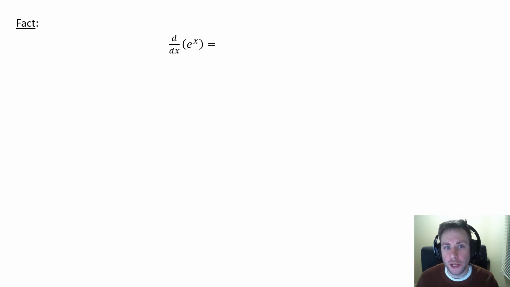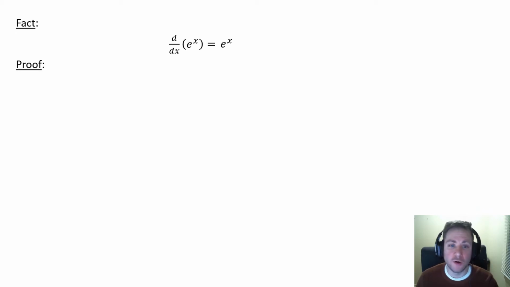One reason why the natural exponential function is so important is because it has a really nice derivative. Actually, it turns out that e to the x is the derivative of itself. You've probably seen this before in an earlier calculus course, but my guess is that not everyone watching knows why this is true. So let's prove it.